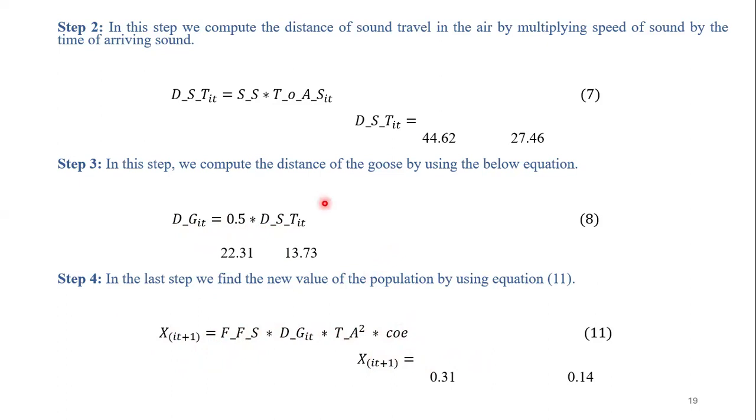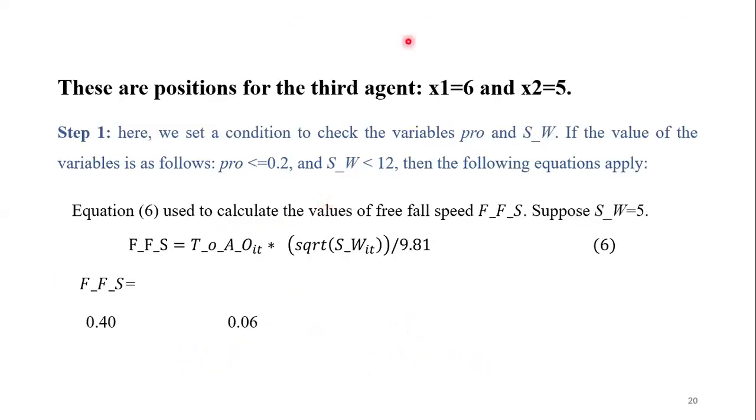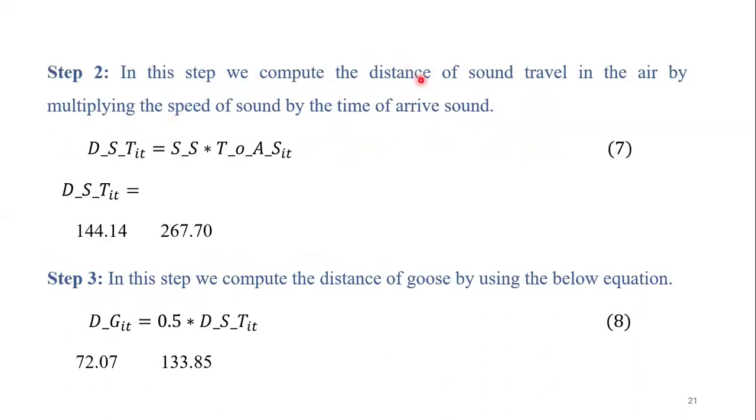Now, here for the position of agent 3, we have to update x1 and x2, the current values being 6 for x1 and 5 for x2. Then having these conditions, for example, randomly these values, we go to equation 6. As usual, this one is repeated. We'll find the free fall speed, okay? And then after that, we will find the distance of sound travel by having the sound speed value multiplied by the time of the sound travel to the group.